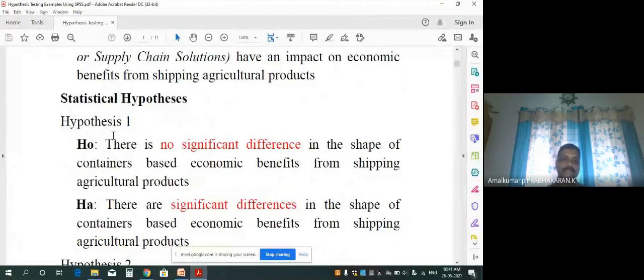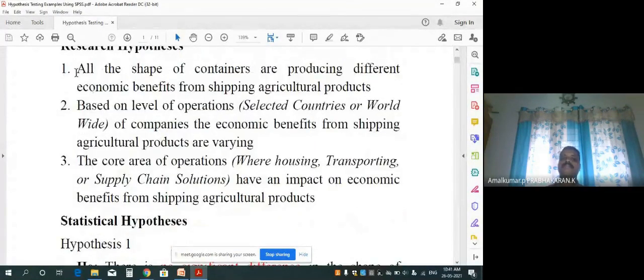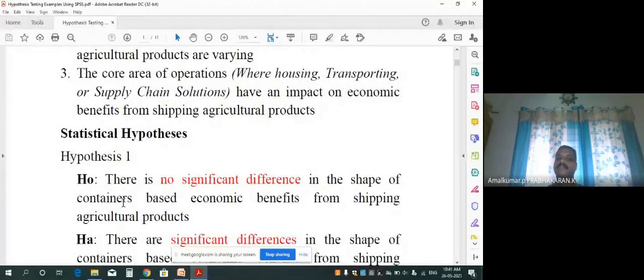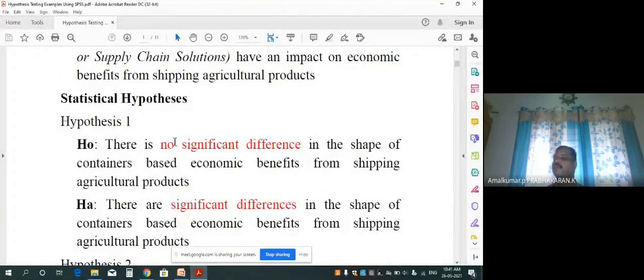Every statistical hypothesis has three parts. This is hypothesis one, developed by the researcher based on the first research hypothesis. The first research hypothesis is the basis for developing the first statistical hypothesis. He developed that there is no significant difference in the shape of containers based economic benefits from shipping agricultural products. He believes the shape of containers does not lead to any significant difference in the economic benefits from shipping activity of agricultural products.